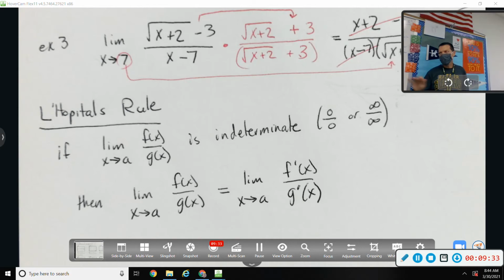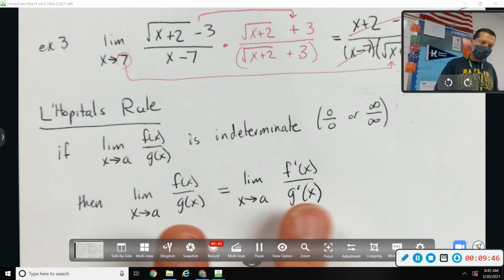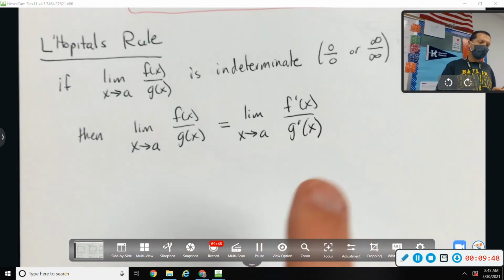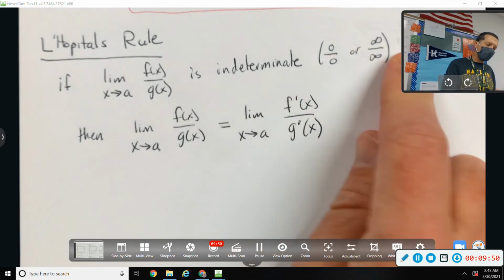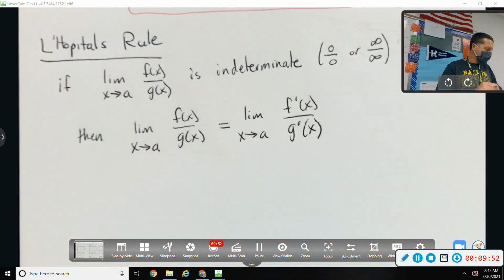This is not the quotient rule, so it's not g f prime minus f g prime all over g squared. It's not that. You handle them separately, so it's easier than the quotient rule. Derivative of top, derivative of bottom, and then evaluate that. And these two things will have the same limit. And so by taking a derivative, sometimes you get rid of the indeterminate form, and you get something you can use.